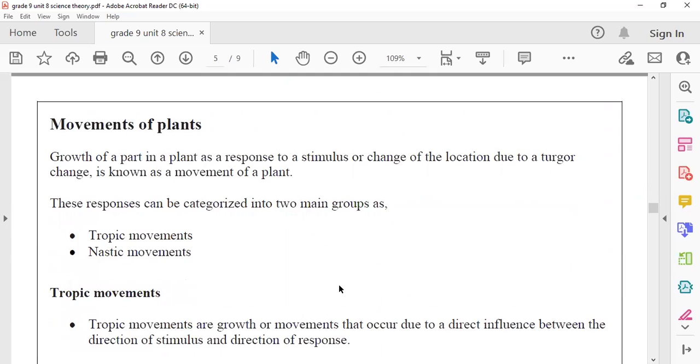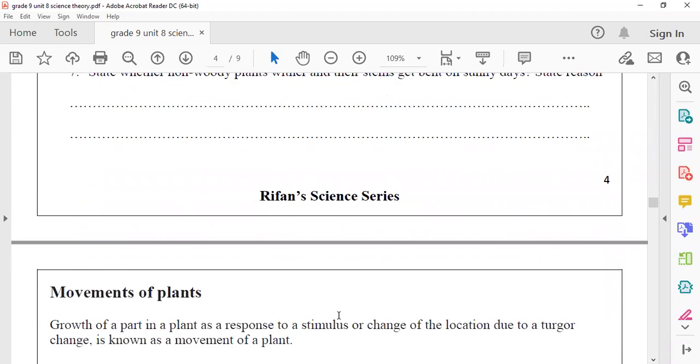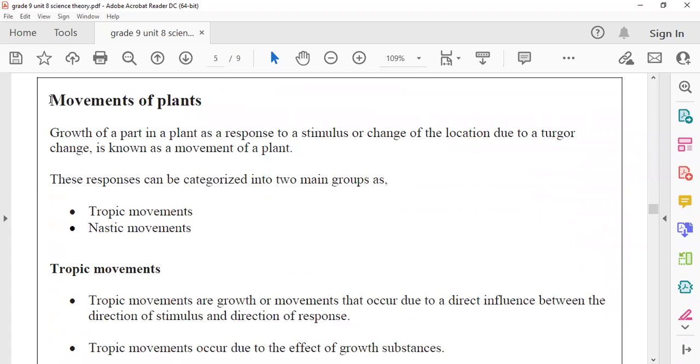Okay. With that, support to the plants is over. Now we are going to work on the heading called movements of the plants.